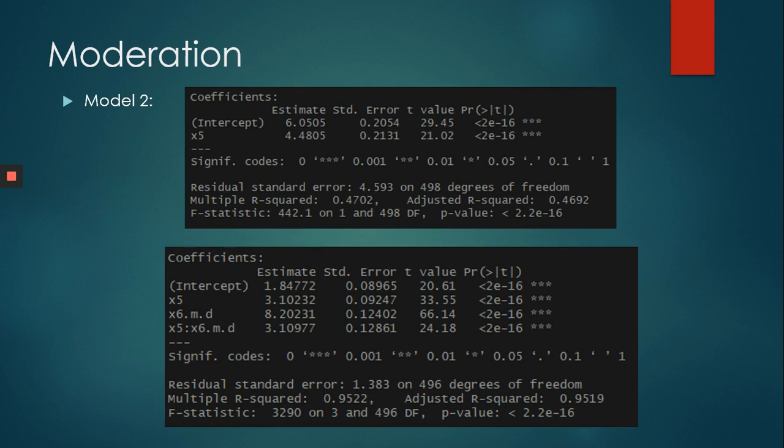And once again, our x5 is significant with y. So then I went ahead and added x5 with our moderator, our x6, and the interaction between x5 and x6. And I just want to note the r squared with and without our moderator. We have a 0.47, or 47% of our explainable variance is just from x5. However, when we include our interaction and our moderator, we have an explainable variance of 95%.